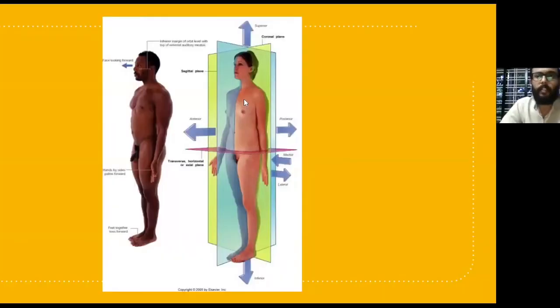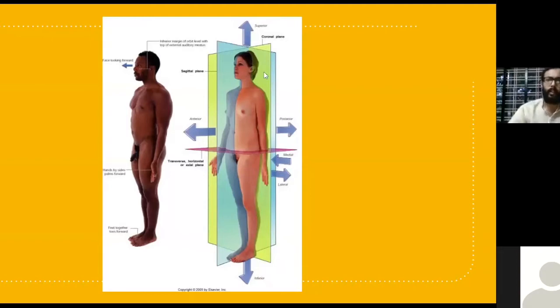Before starting the session, all of you know, please note that our body is divided into three planes: coronal, sagittal, and axial. The coronal plane divides the body into anterior and posterior halves. The sagittal plane divides it into two equal halves, right and left, and the axial plane divides it into upper and lower parts.